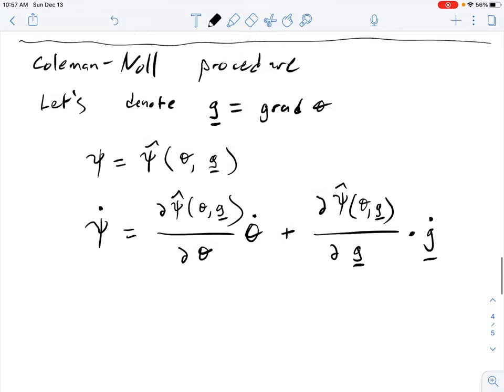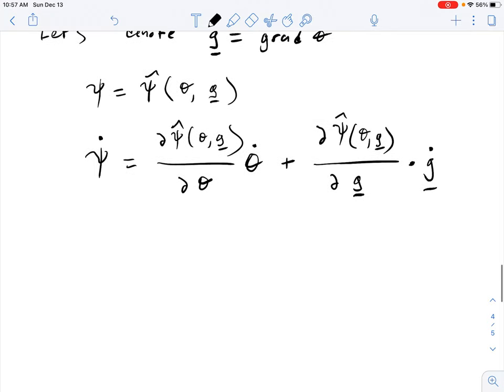All right, well, we remember the free energy imbalance. And this is specifically for a rigid heat conductor now.